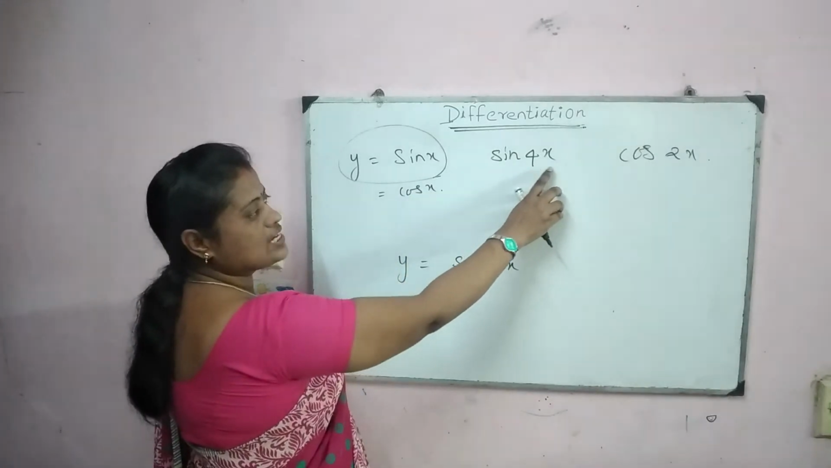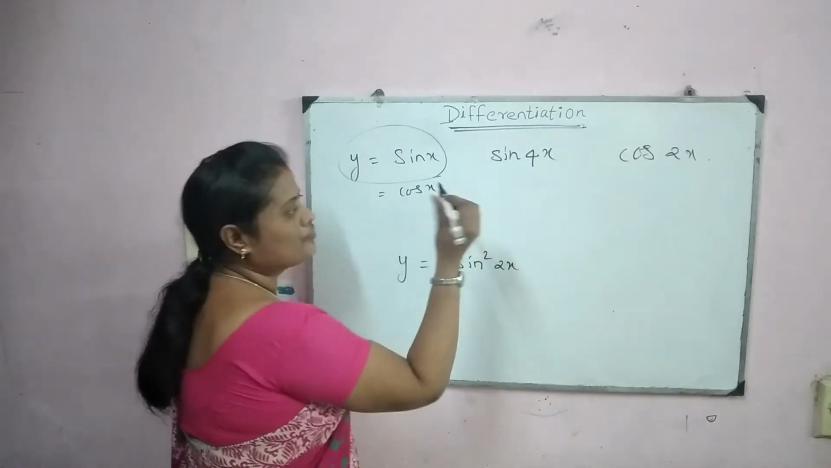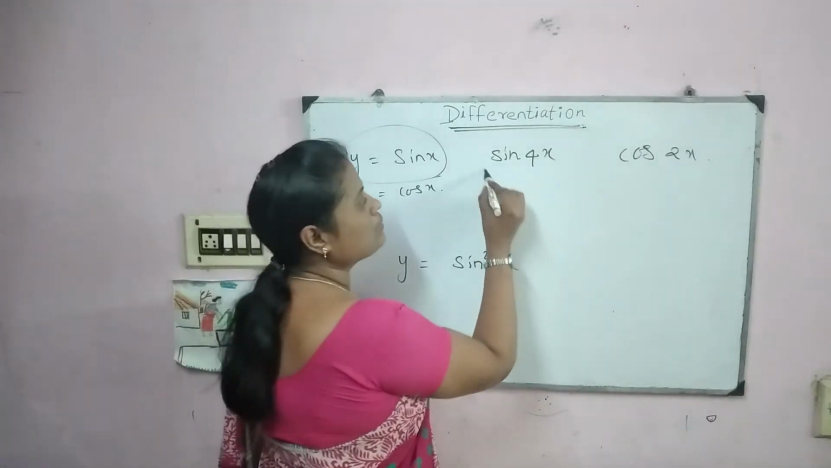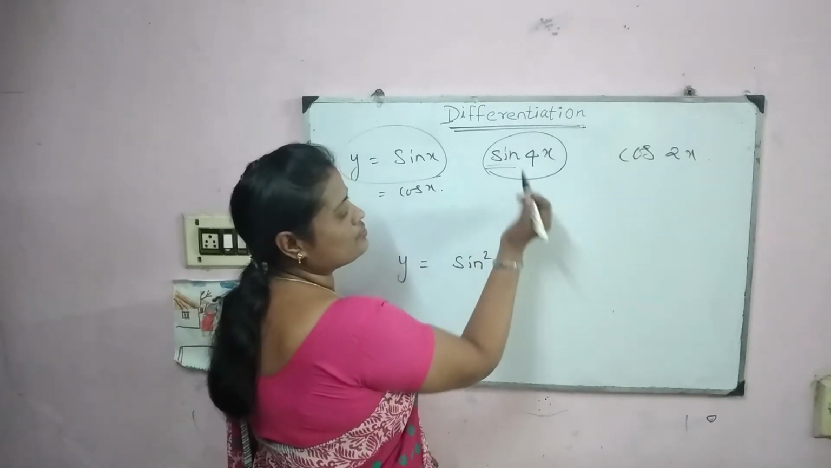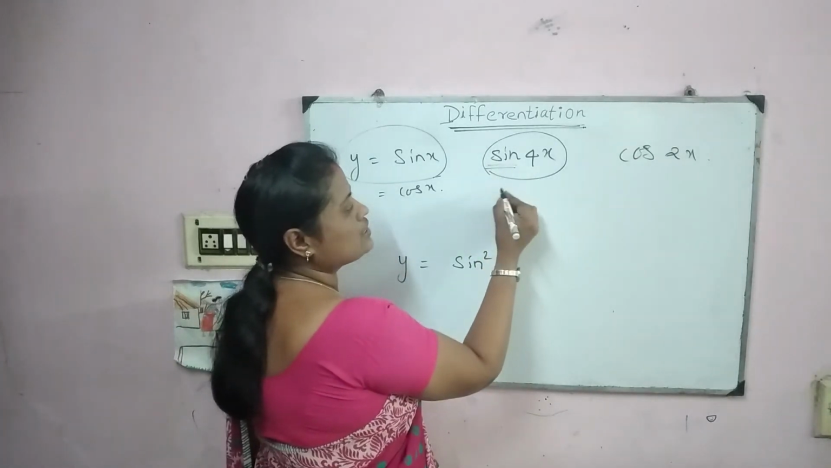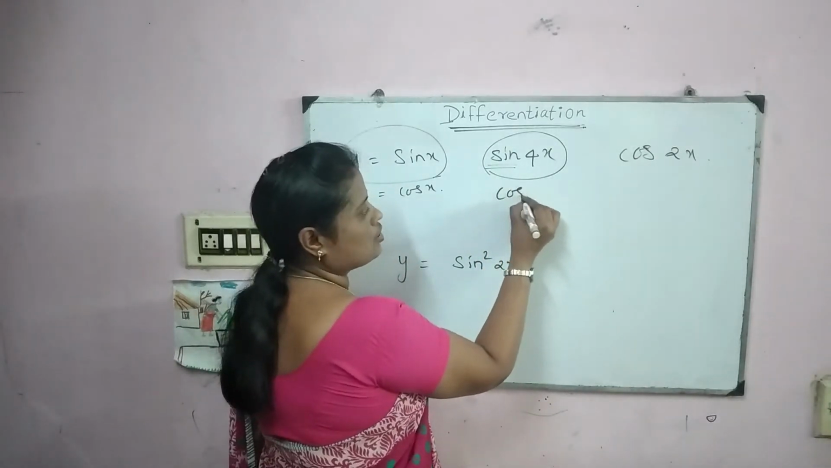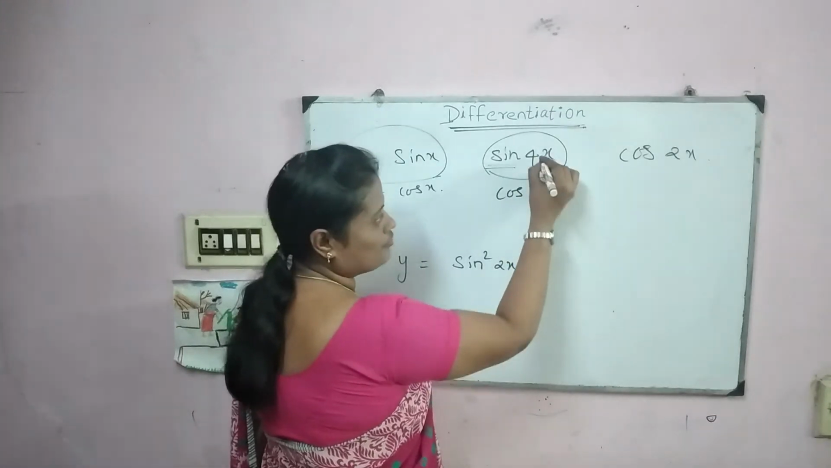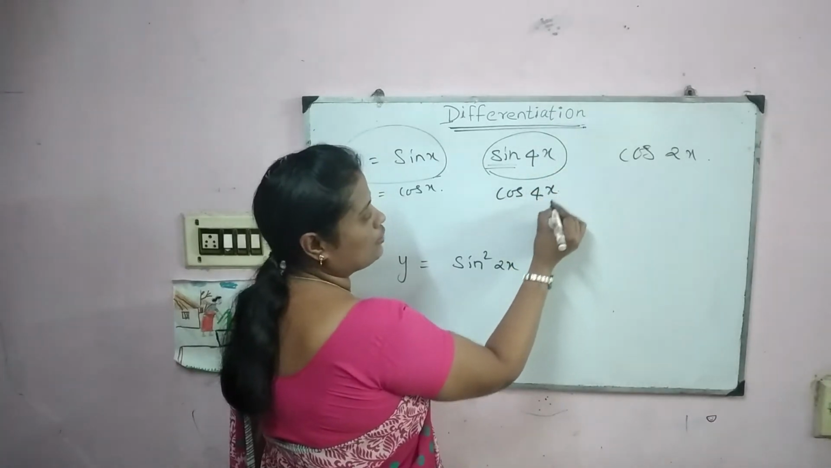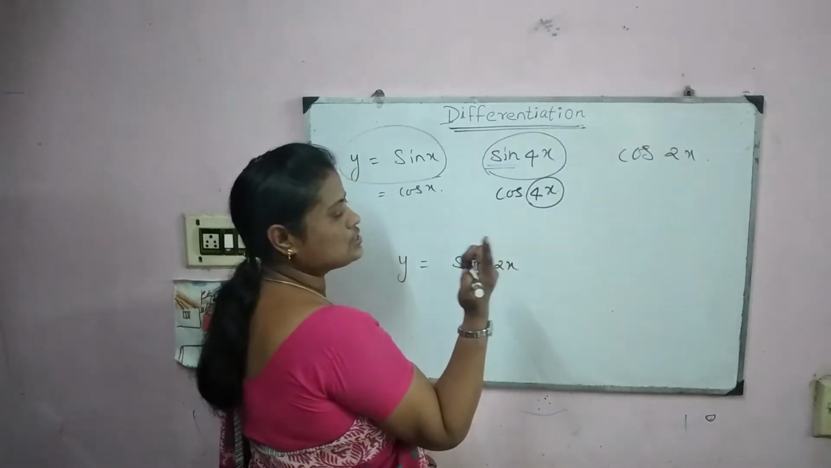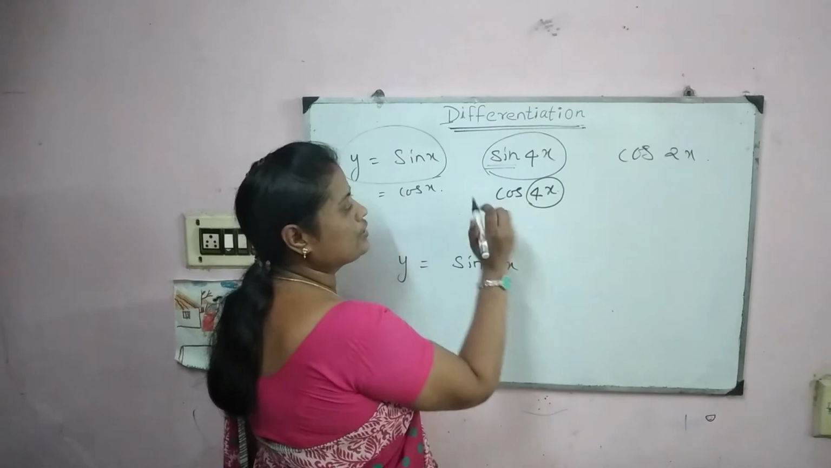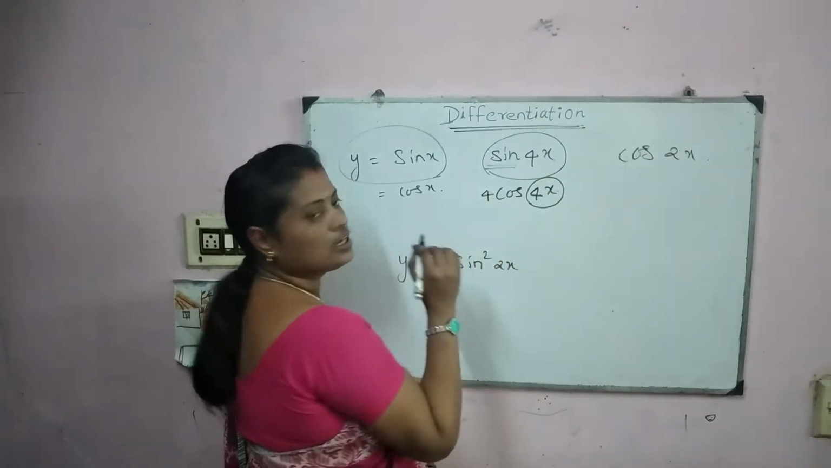But for sin 4x we don't have a direct formula. First you have to think which is the bigger function. So sin is the visible function. Sin x differentiation gives cos, so cos 4x, instead of x we have 4x, into this 4x differentiation, x differentiation 1, so this 4 into 1 you will get 4, write it to the front in a product.